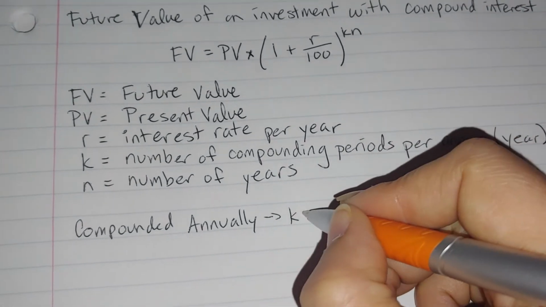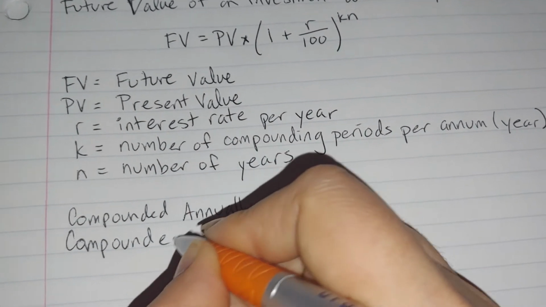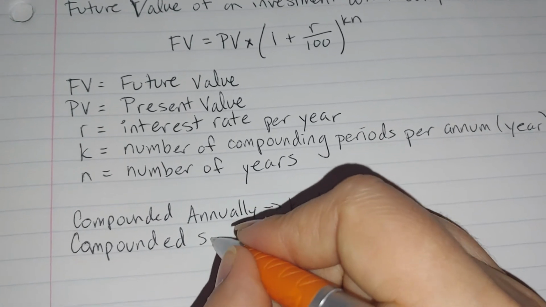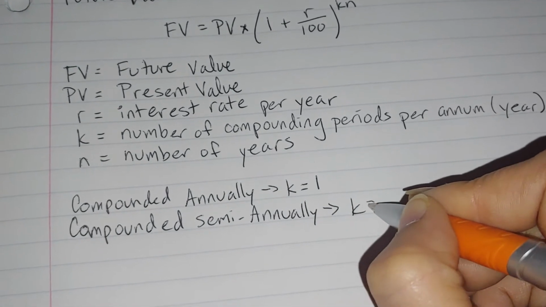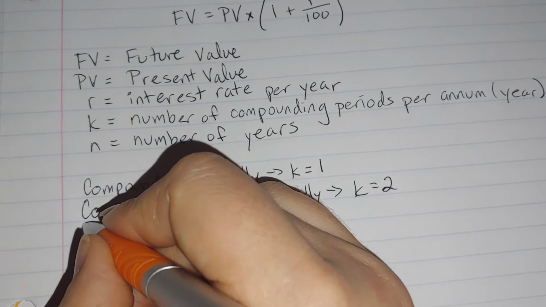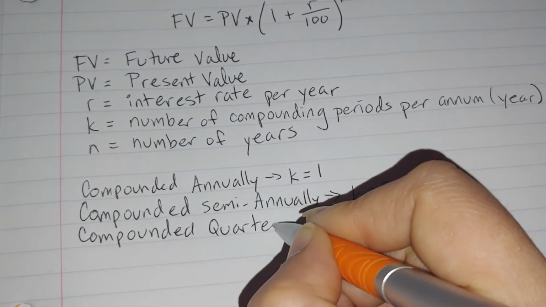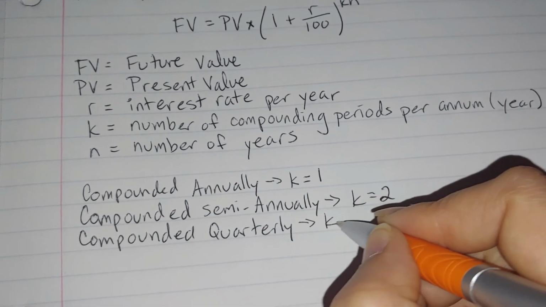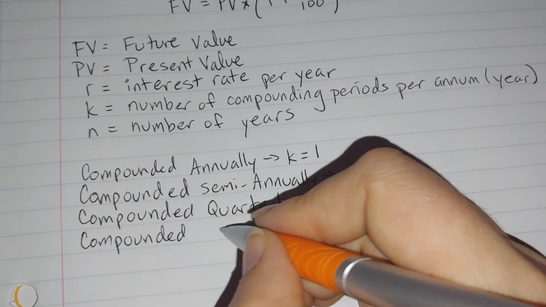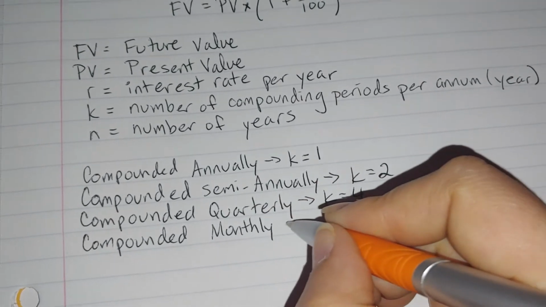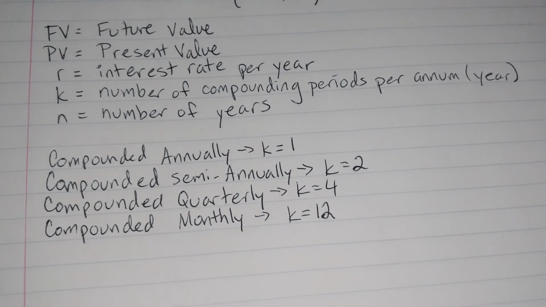All right. So if interest is compounded annually, then K would equal 1. If interest is compounded semi-annually, K is 2. If interest is compounded quarterly, K is 4. And if interest is compounded monthly, then K equals 12, because we're compounding 12 times per year.